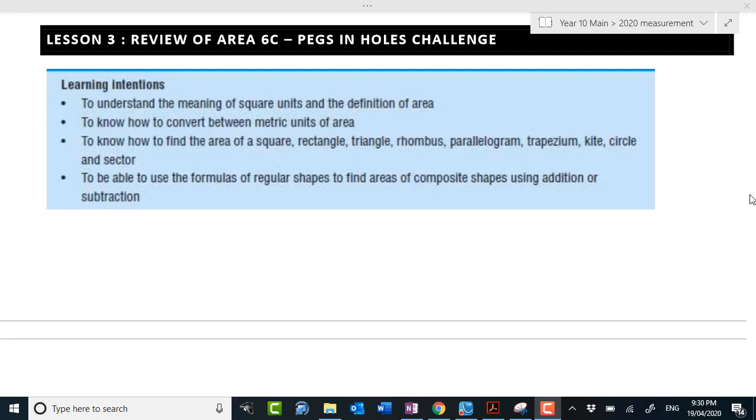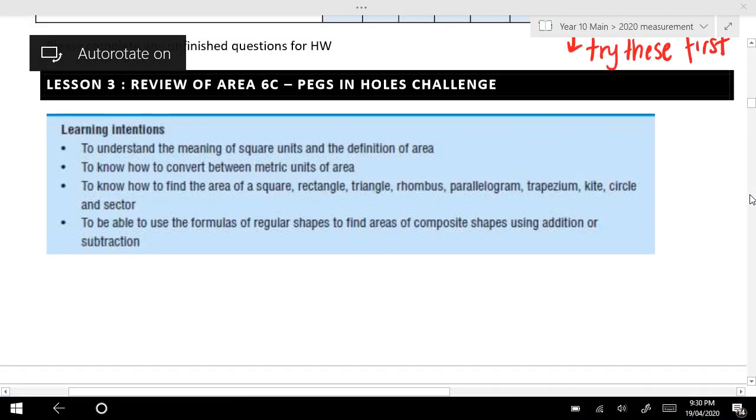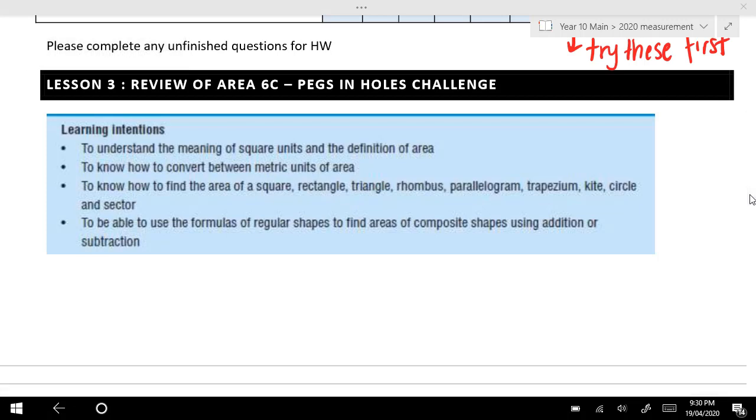Hello everyone, and in this lesson we are going to go through a review of area 6C, and I'm also going to have a look at a really useful problem which looks at pegs in holes. We're going to be going through what the meaning of square root units is and doing some conversions.